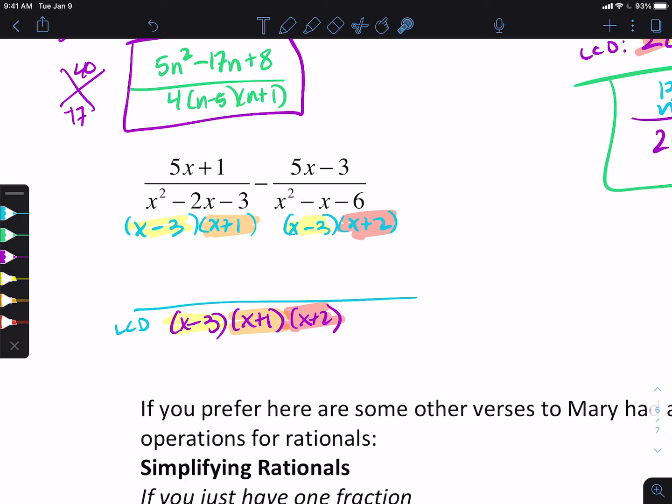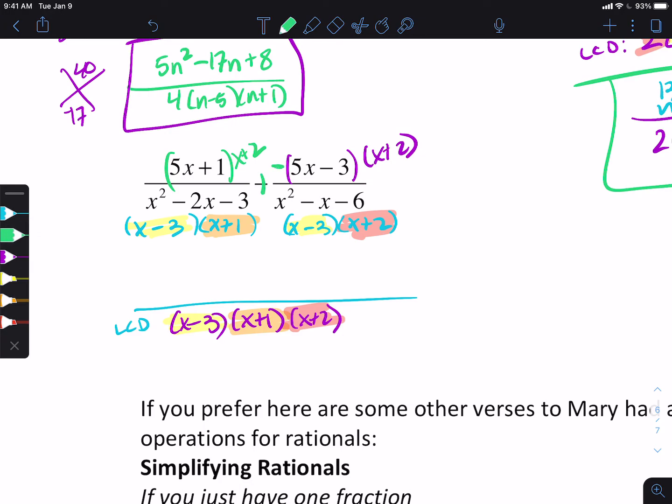So now I compare my denominators. From here to here, I'm missing the red, so I'm going to times by the x plus 2. If I compare this denominator to this denominator, I've got the yellow and the red, so I'm missing the orange. So I'm going to times by the orange, which is x plus 2. Okay. Now, I do have this negative, so I need my negative here.